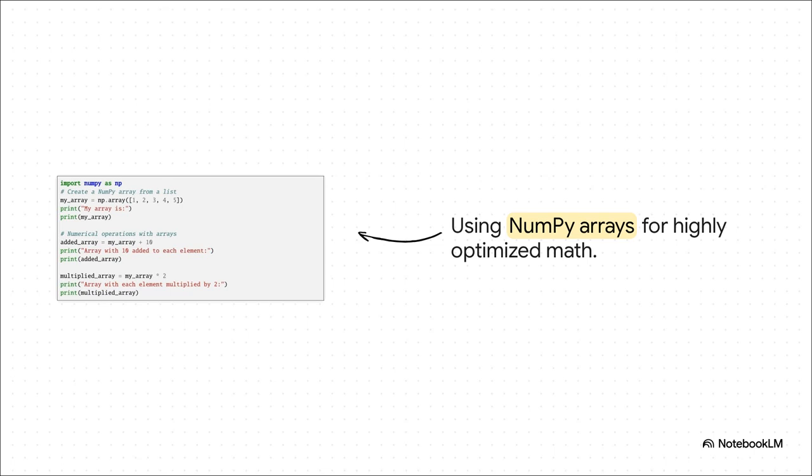And here's the real game changer. Notice how we can instantly add 10 to every single element in the array with just one simple line of code? You don't have to manually update every number. NumPy does the heavy lifting for you instantly.